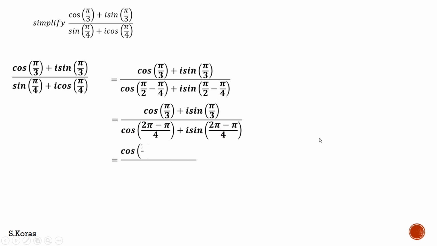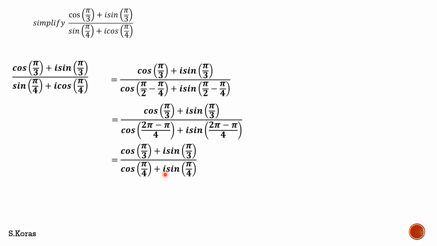If we simplify it, the numerator is cos of pi by 3 plus I into sine of pi by 3. The denominator becomes cos pi by 4 plus I into sine of pi by 4, because 2 pi minus pi is pi. Now the numerator is in the exact form. In the real part we have cos, in the imaginary part we have sine and plus I. The denominator also has cos in the real part, and in the imaginary part it has sine and plus I. So now it is in the exact polar form. Now we can apply the formula.